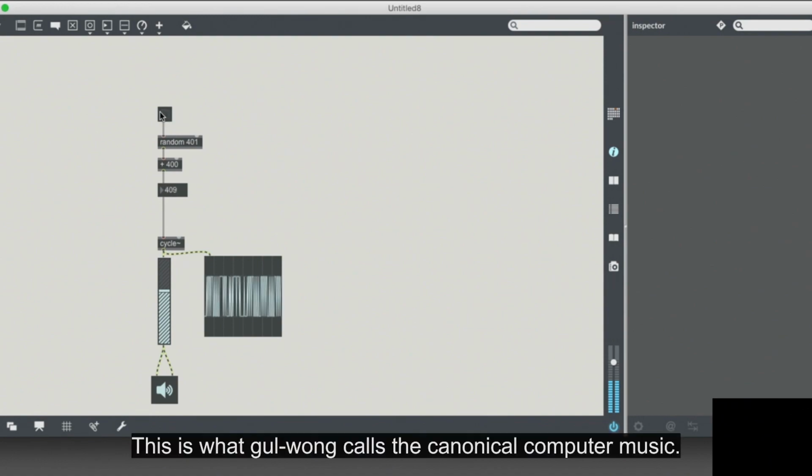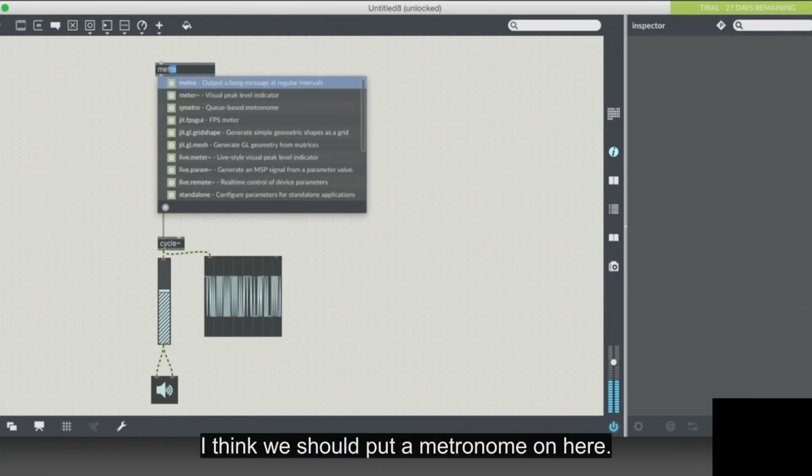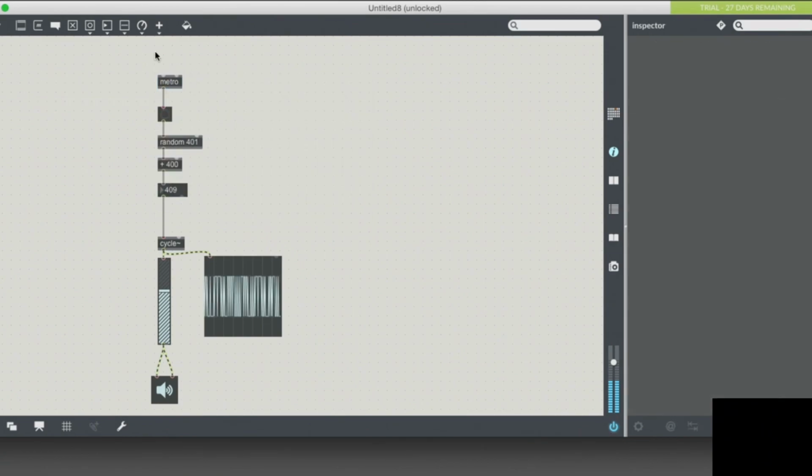This is what Gowon calls canonical computer music. I think we should put a metronome on here. And then it'll just change on its own and make it be like 500, 2 per second. I like my drum machine better, but this does have a certain groove.